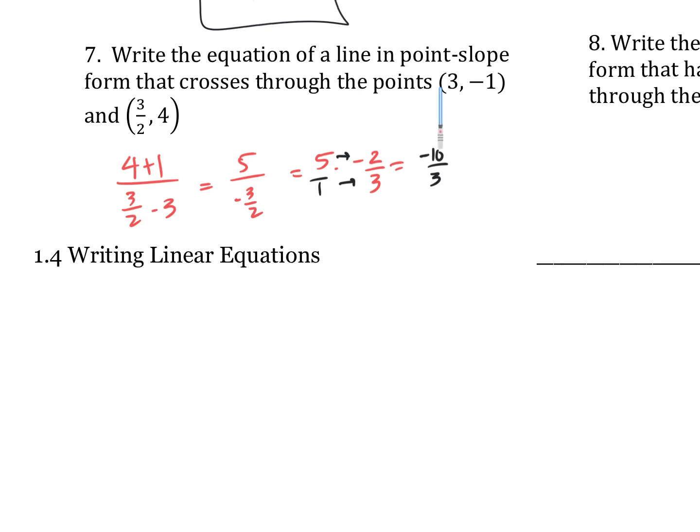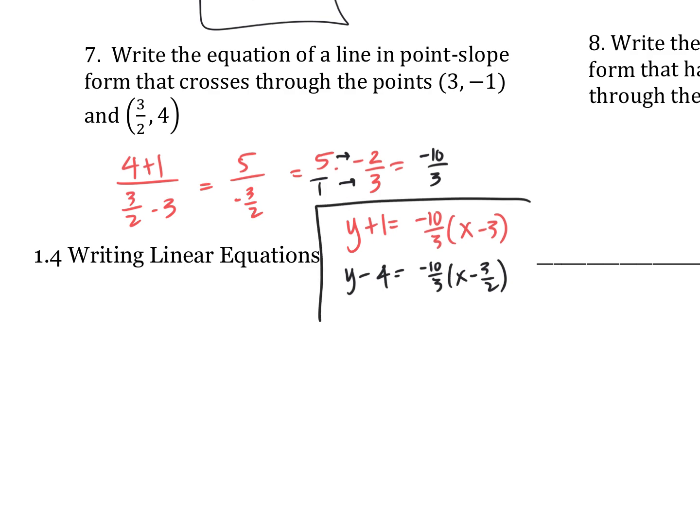Truett, are you picking 3 negative 1 as your point or 3/2 4? 3 negative 1. I was going to say, if someone picks a fraction, good for you. I'm not picking the fraction ever. If we use that first point, my point slope form would be y plus 1, right? Because it's y minus my y equals the slope that we just found, negative 10/3, times x minus 3. If Zach was like, oh, no, I don't mind the fraction, his answer would be y minus 4 equals negative 10/3 times x minus 3/2, and both of them are right. I will have both of them on my answer key. You only have to write one of them.